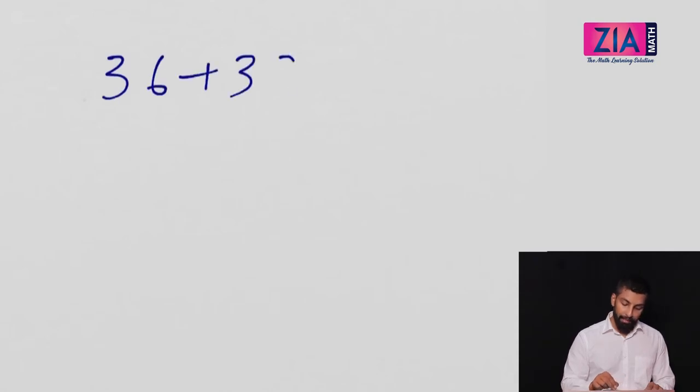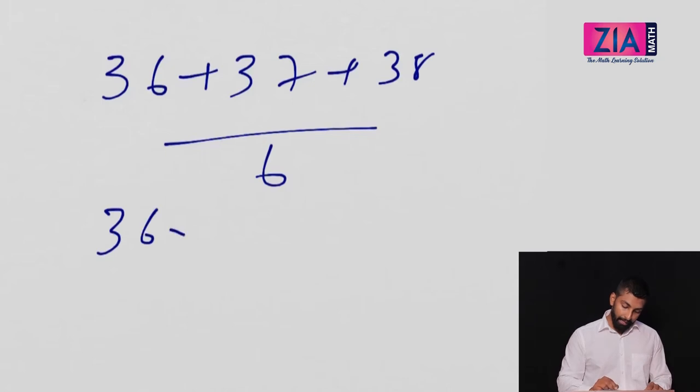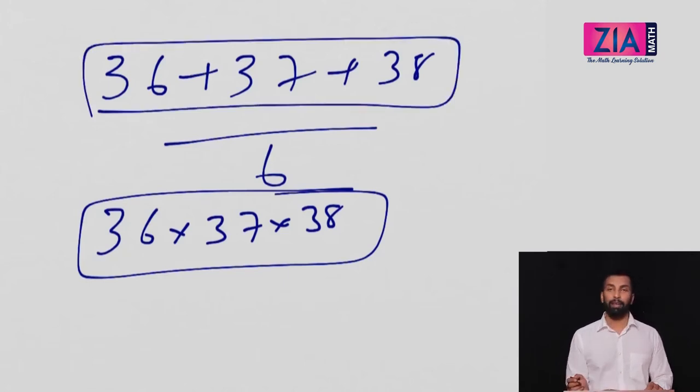You can see in this case, if you take 36 plus 37 plus 38 divided by 6, there is no need to write it as a sum of three numbers. It's actually a small number. When you are representing a sum, it will still not be a bigger number. But when you write 36 into 37 into 38, the numerator is a bigger number. But here, this is not a bigger number. So there is not much scope of making a question.